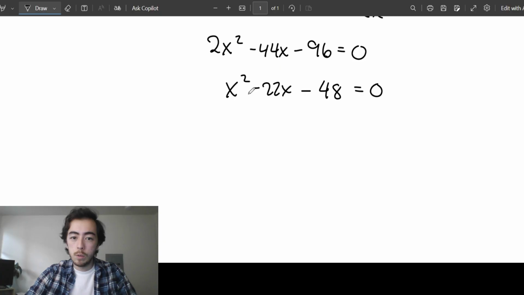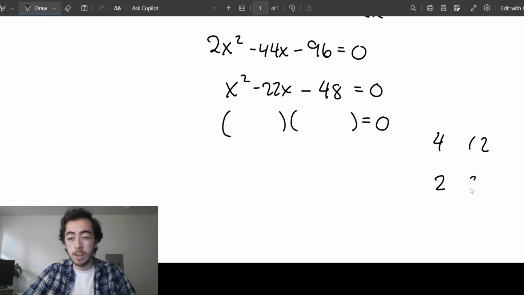And then here we could just use standard quadratic solving. I'm hoping this is factorable. I'm trying to find two numbers that multiply to negative 48 that add to negative 22. So we could try 4 and 12. That doesn't really work out. 2 and 24 feels best. And then I should make that 24 negative so that I get this negative middle term.